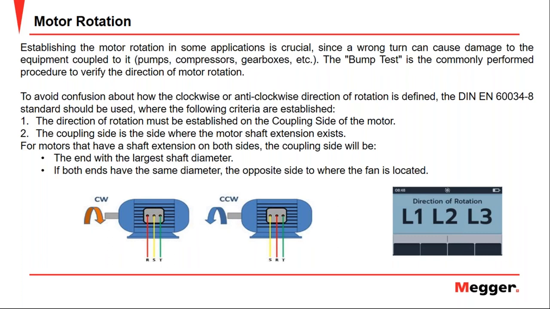And then, with the coupled side defined, we can decide if the motor is going to rotate clockwise or anti-clockwise. In the end, we have to know which is the coupling side of the motor in order to determine the clockwise or anti-clockwise rotation of the motor.